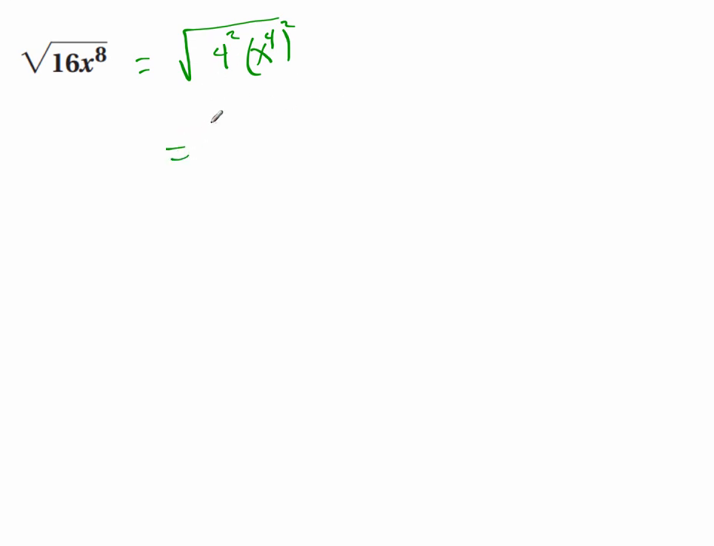Let's look at this one right here. What is the square root of negative 2 squared? Well, negative 2 squared is 4, so the square root is 2. I'm just taking the principal root here. What about the square root of 16 x to the 8th? I'm going to rewrite this as the square root of 4 squared times x to the 4th squared. So when I take the square root of 4 squared, I'm going to get 4, and this I'm going to get x to the 4th.